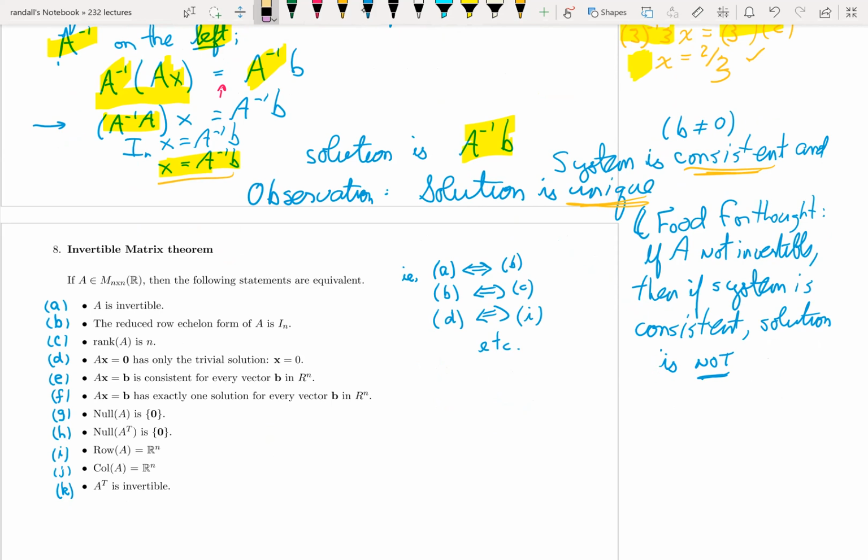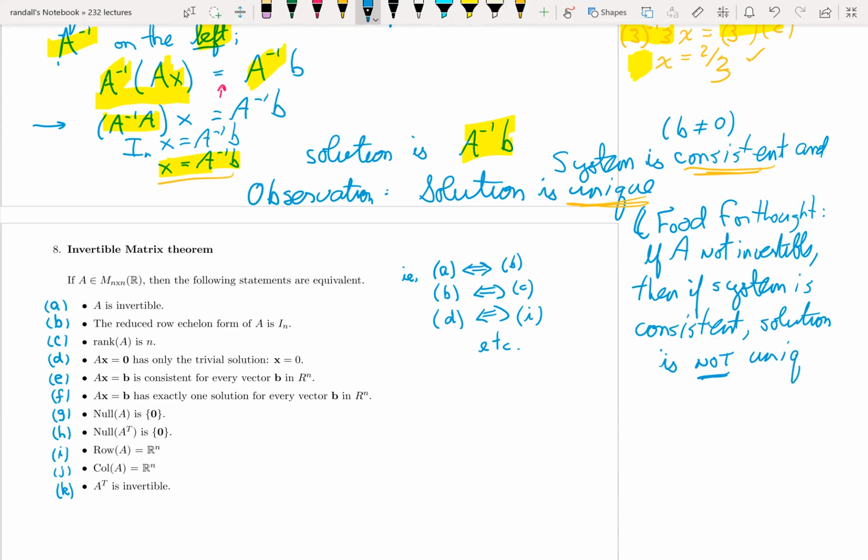In this case where the square matrix is not invertible, and there are many square matrices that are not invertible, when the system is consistent, remember, it doesn't have to be consistent even if A is not invertible. So that's a question, and I'm assuming it's consistent. If it is, the solution is definitely not unique.